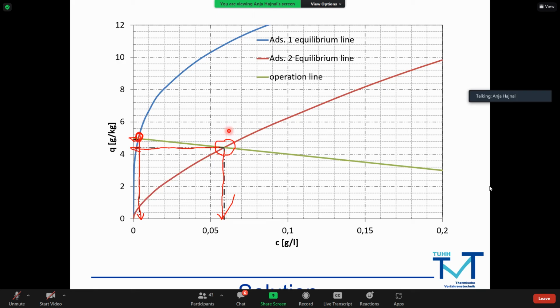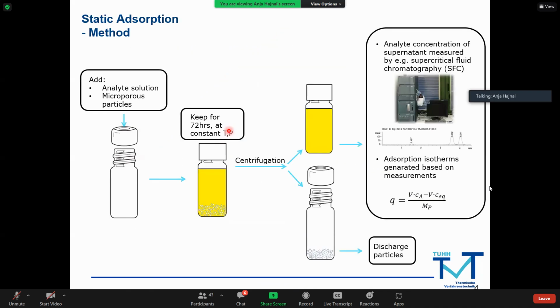All right. This is the last task for today, and also from adsorption. Do you have any questions? Hello, can you hear me? Yeah, I can hear you. Could you please repeat what the operating line is and what we can read from the intersection? The operating line is basically derived from the mass balance, and that's this.